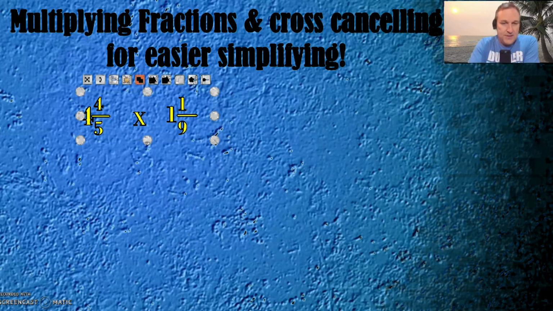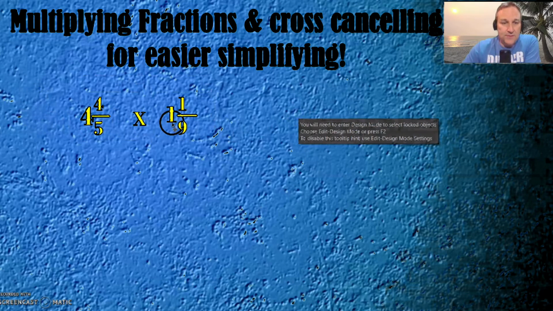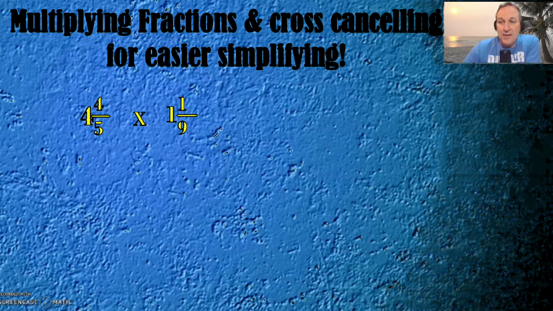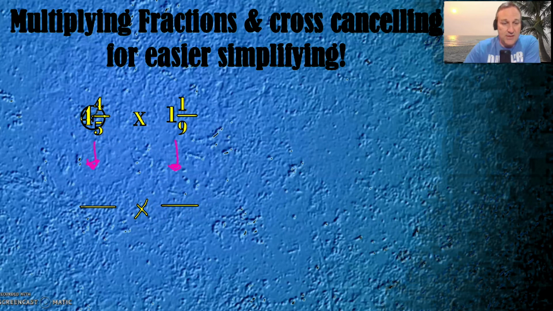Okay, I got one more type of problem I want to show you, and that's if you have mixed numbers like this, 4 and 4/5 and 1 and 1/9. So if you multiply those together, the key here is to make sure that you turn everything into an improper fraction when you have mixed numbers. Okay, so you want to do this. You can't multiply until you do this. You can't multiply until you change these.